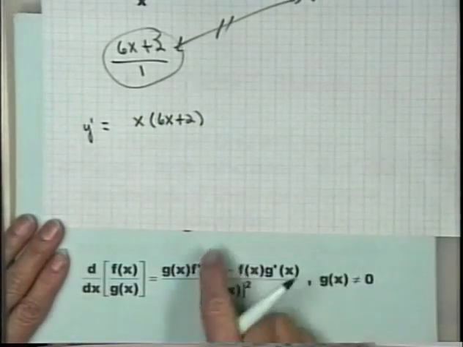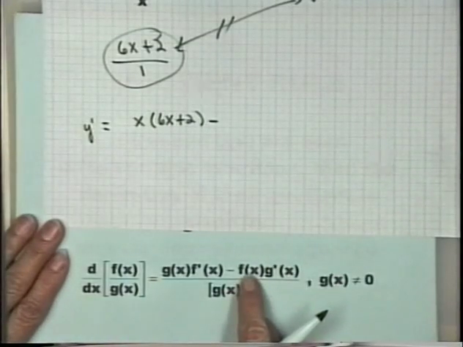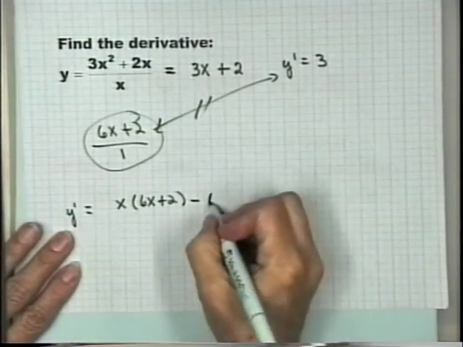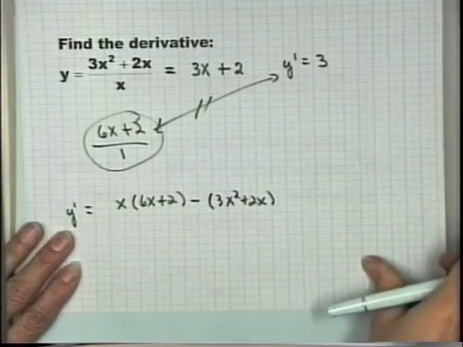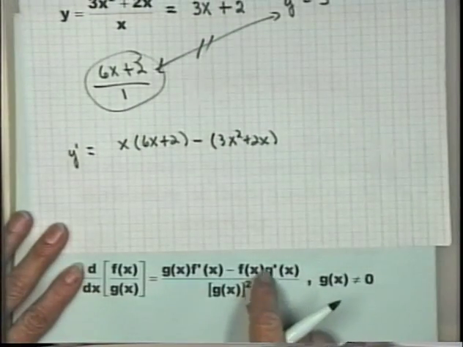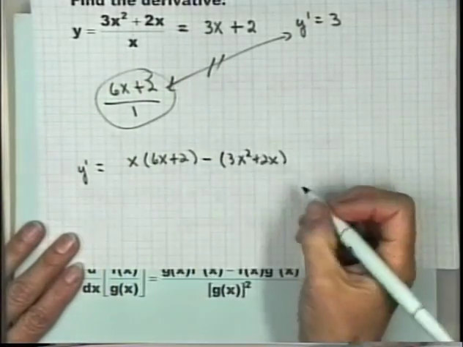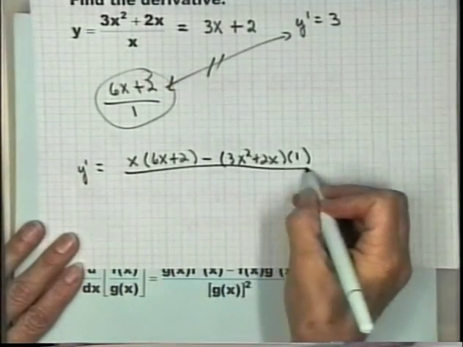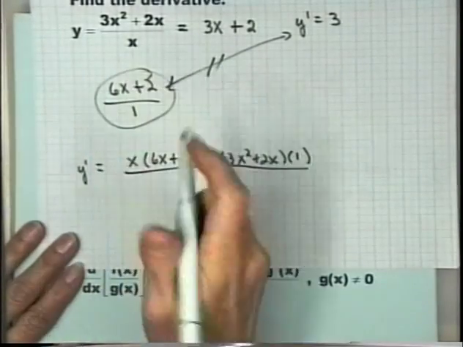Then you'll notice it says minus, subtract. Then it has f of x. F of x is the function on top. For us, that would be 3x squared plus 2x times g prime of x. G is the one on the bottom. The derivative of the one on the bottom here for us is a 1. And then finally it says g of x squared, the one on bottom squared, x squared.